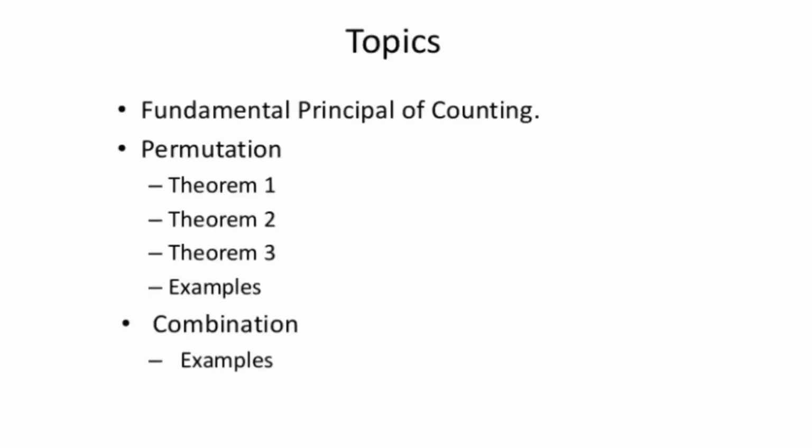Good. So we're going to look at all of these. We look at the fundamental principle of counting first. Then we'll talk a little about permutation and a few theorems, of course, with some examples. Then we'll briefly look at combination, how it differs from permutation. And you will see that there is a kind of confusion in how we use the word combination. And then we look at some examples. So let's start.